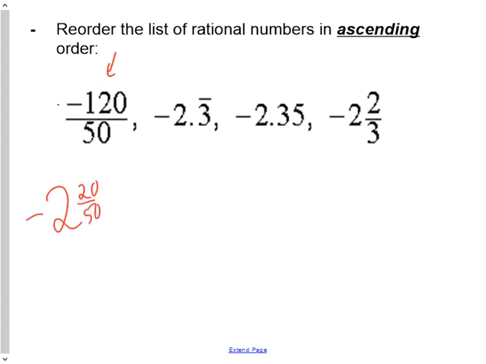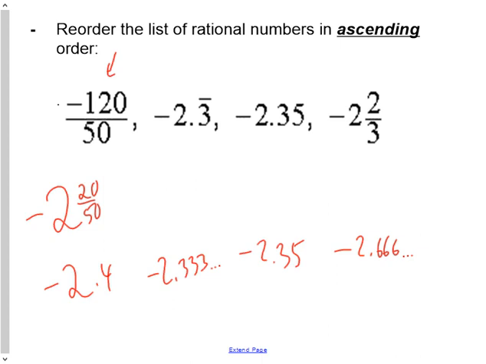That would be negative 2 decimal 4, 0 if I wanted, because I can make it into 40 hundredths or 4 tenths. But that's negative 2.4 as a decimal. This is negative 2.333-ish, repeating to infinity. This is negative 2.35, a terminating decimal. And this is negative 2.666 repeating to infinity, because 2/3 is 0.6 repeating.